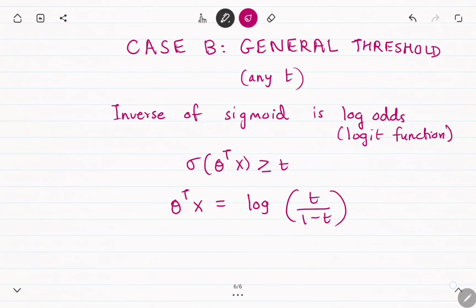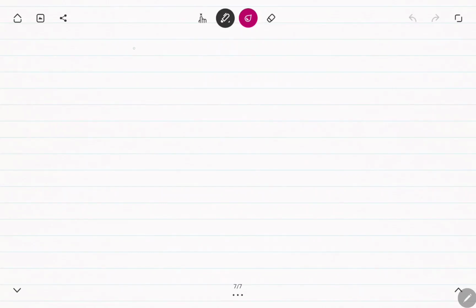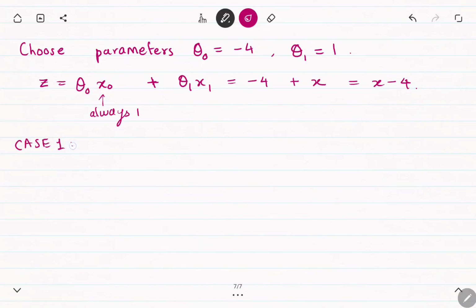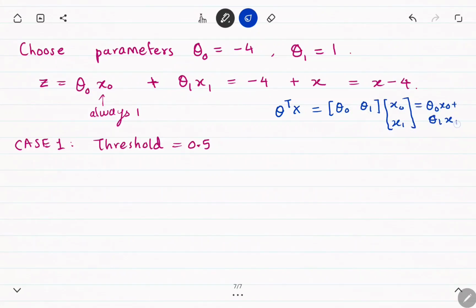So let us do a complete numerical example with one feature. Let us choose the parameters theta 0 equal to minus 4 and theta 1 equal to 1. So therefore z is equal to theta 0 times x0, which is considered as 1, plus theta 1 times x1, which is minus 4 plus x, equal to x minus 4. Here I am saying x1 and x are the same. When we are converting it into matrix form, basically we create a dummy x0 so that all the thetas have a corresponding x multiplier.